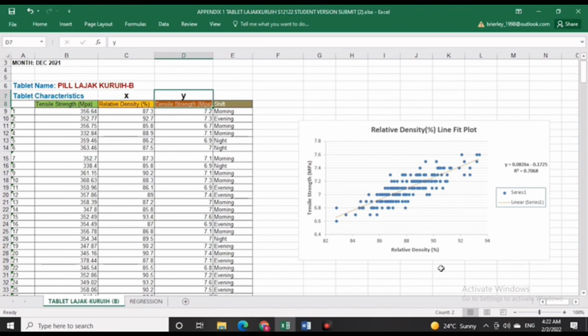Finally, to complete this, we can see this regression line. As we can see, the model is valid as the tensile strength goes linearly with relative density. So thank you.